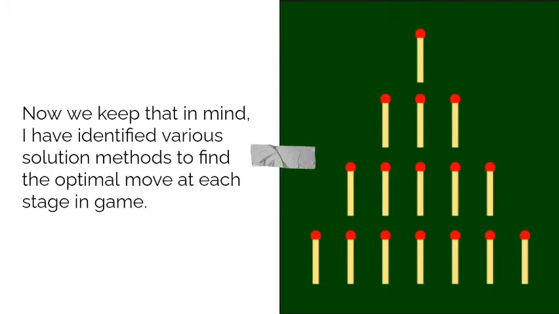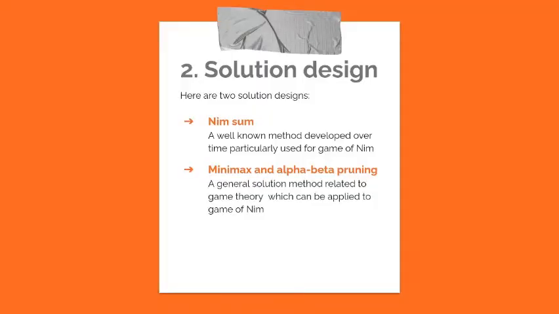So now we keep that in mind. I have identified a few solution methods to find the optimal move at each stage in the game. One of them is NimSum. It is a method developed specifically for the game of Nim. And the other one is minimax with alpha-beta pruning. This is a common game theory approach that can be applied to many other games, for example chess, tic-tac-toe, and so on.